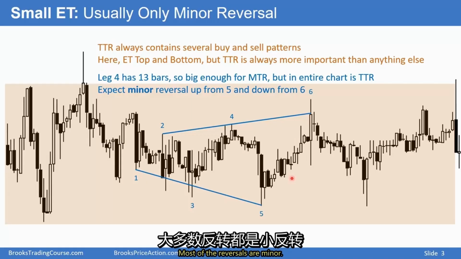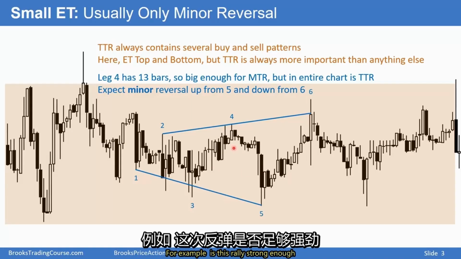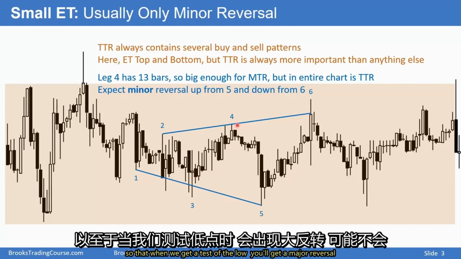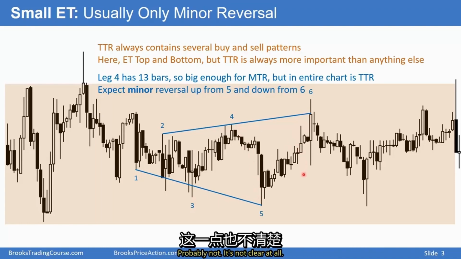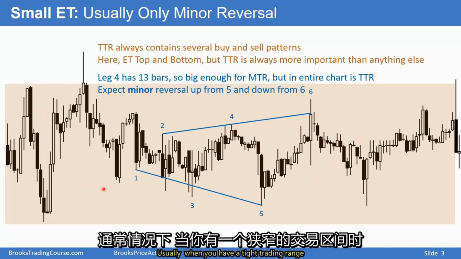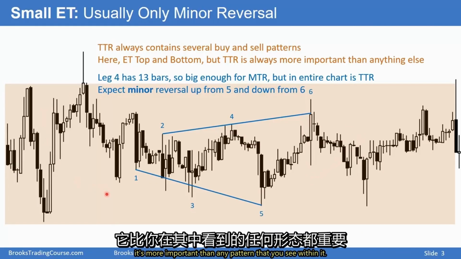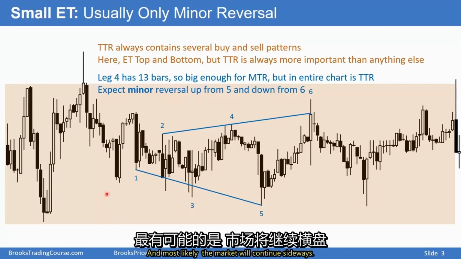Most of the reversals are minor. For example, is this rally strong enough so that when we get a test of the low, you'll get a major reversal? Probably not. It's not clear at all. Usually when you have a tight trading range, it's more important than any pattern that you see within it. And most likely the market will continue sideways.